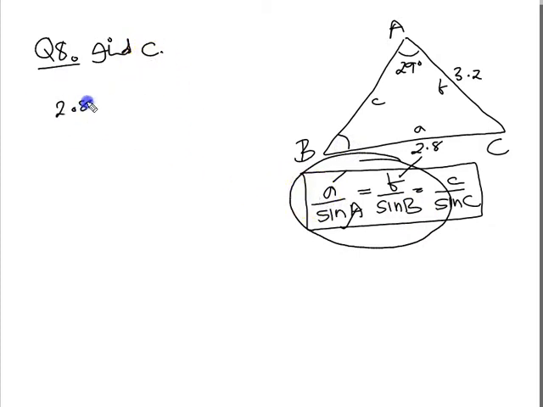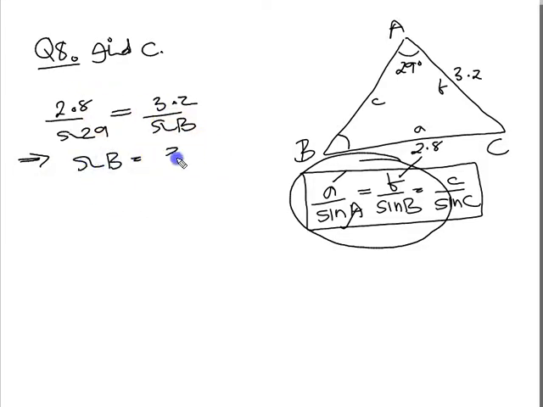So 2.8 over sine 29, sine A, equals b, 3.2 over sine B. Okay, so now we'll move the sine B up to the top, from divide to times, leave the 3.2 where it is, move up the sine 29 from divide to times on that side, and at the same time move the 2.8 from times to divide. So there we are, that's sine B.